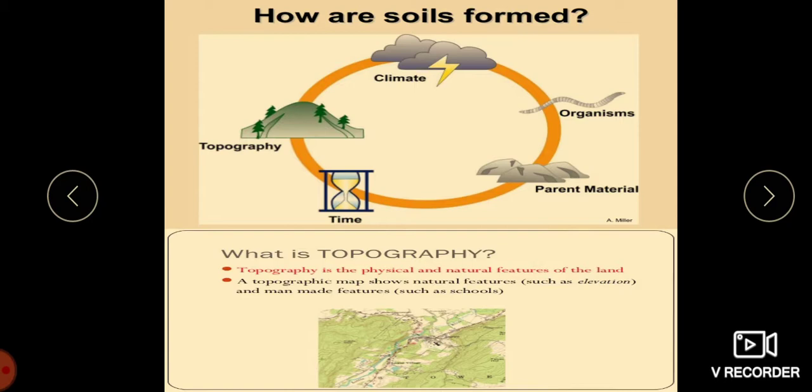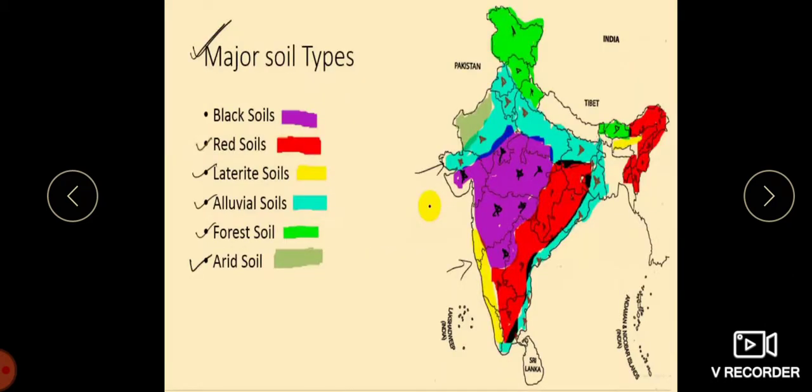Now here we have topography. What is topography? Topography, children, is the physical and natural feature of the land. A topography map, you can see, shows natural features such as elevation and man-made features such as schools. That we call topography.